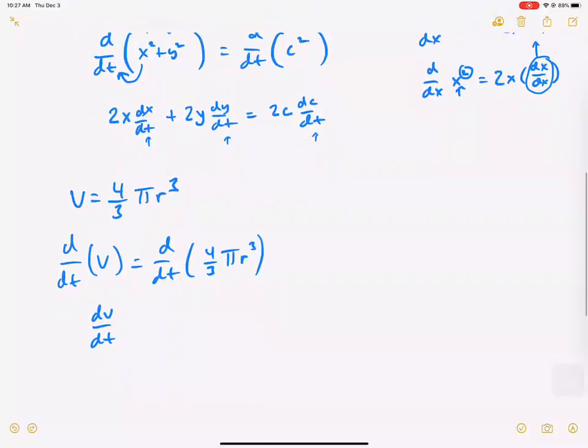Okay. And then let's do it on the right side. The derivative of all this. Oh my gosh, that looks so difficult. But remember, what is 4 over 3 and pi? Are they variables? They're constants. So just write them down. Easy. 4 pi over 3. You just hang out there while we do the real work. And then the derivative of r cubed is 3 r squared dr over dt.